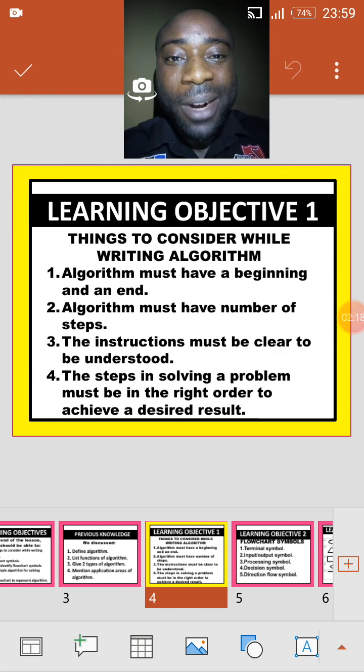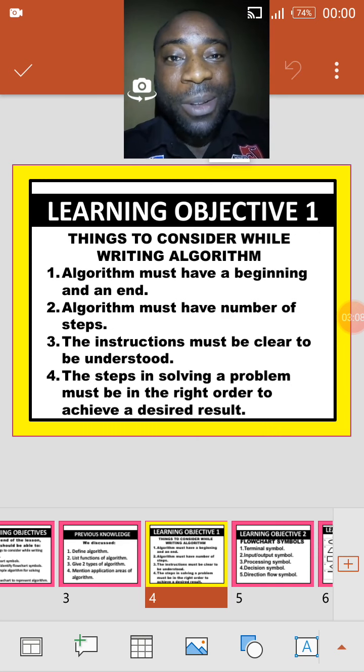Things to consider while writing algorithm. What are the things to consider, to take note of while writing algorithm? The first one I would like us to discuss today is algorithm must have a beginning and an end. Like for example, when you turn on a computer and turn it off, the program you are running will definitely stop. That's the same way we write algorithm. We start with begin or start, and we stop it with an end. There's no program that can continue forever. There must be a time you terminate the program.